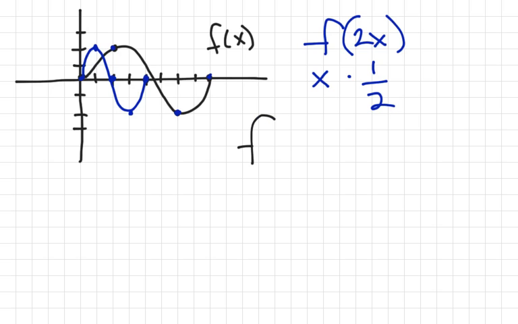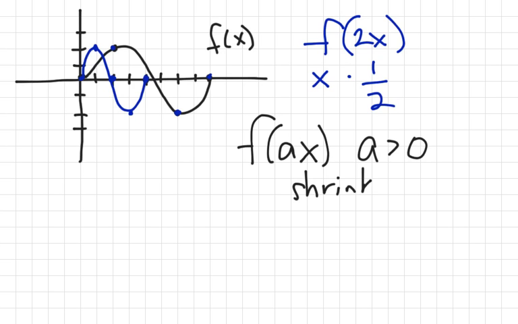We say that when you multiply the input by a number that's greater than 1, it's going to shrink horizontally by a factor of 1 over a.